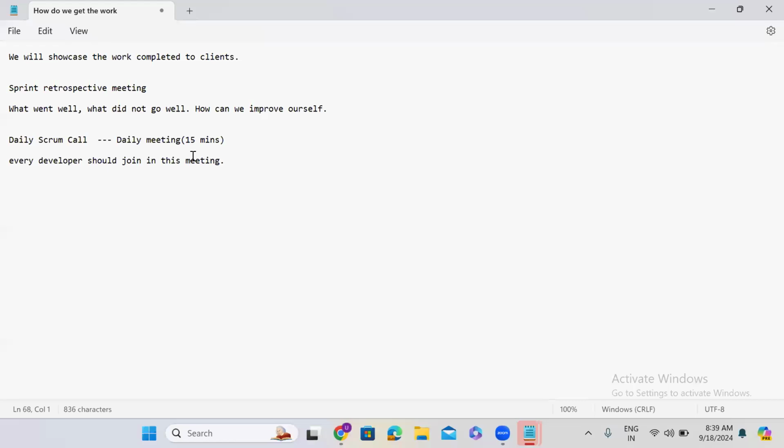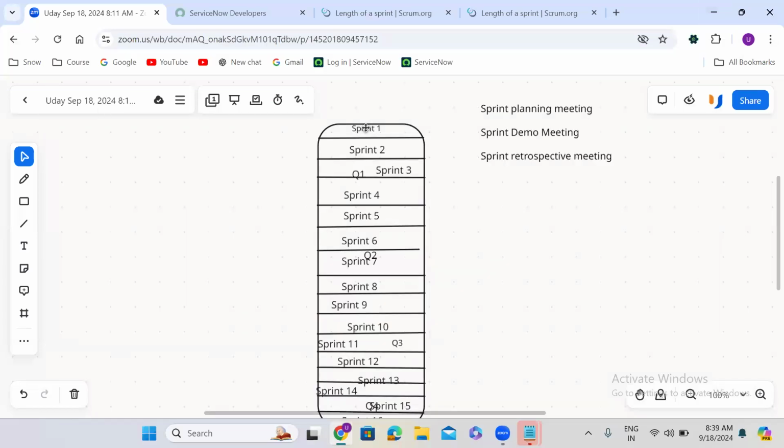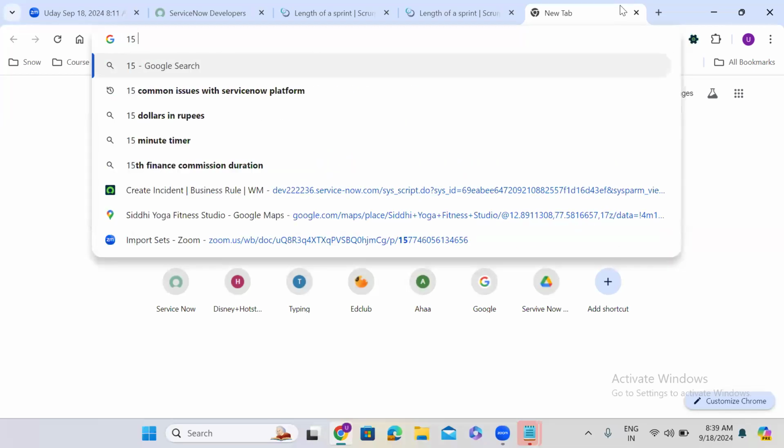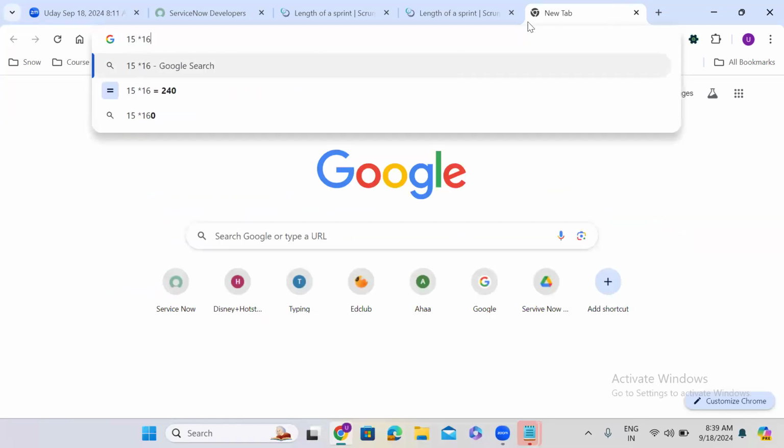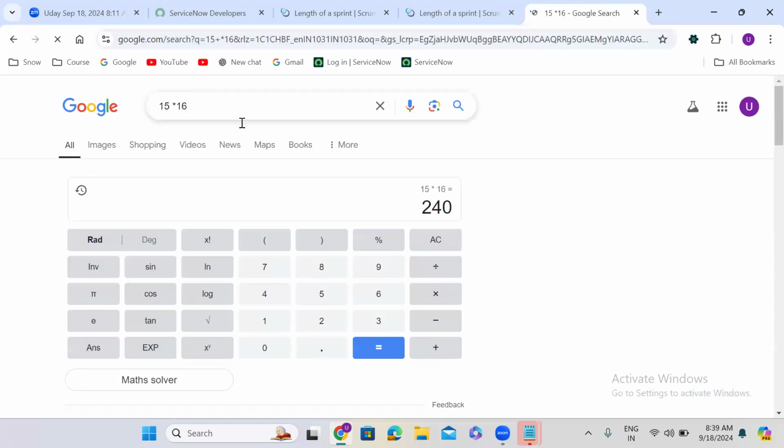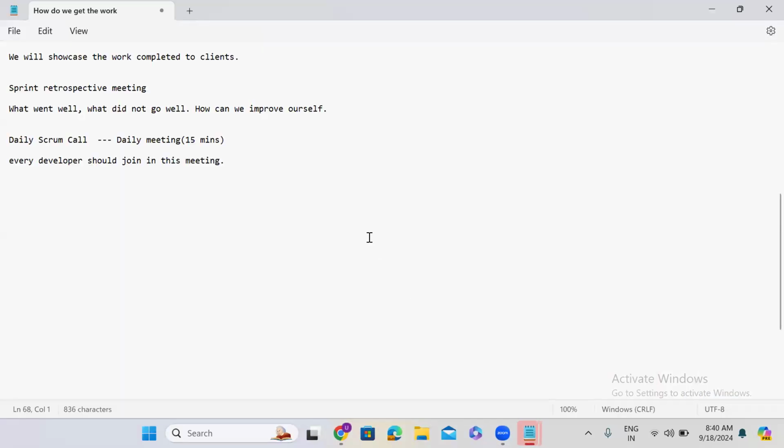Okay. So this is a daily call, guys. In the sprint, 15 days, right? 15 into 16. There are 240 days, so you can consider that overall. So for 240 days, this daily scrum call will be there. That means every day this meeting will be there. Every developer should join this meeting.